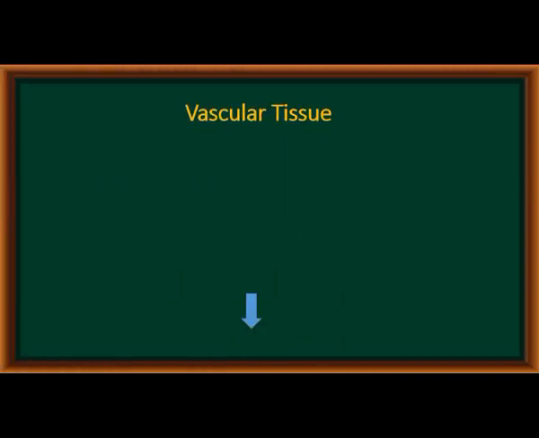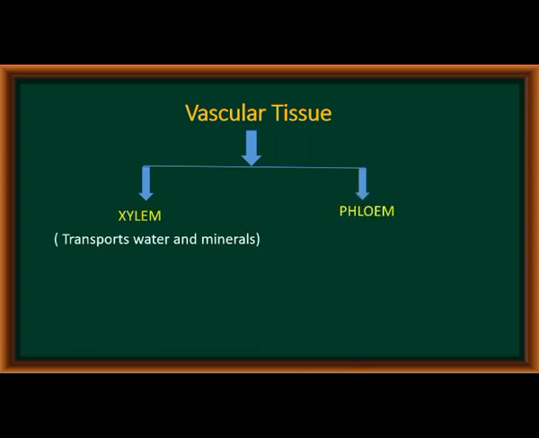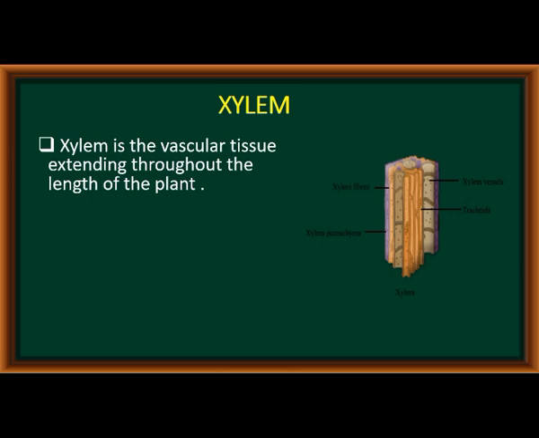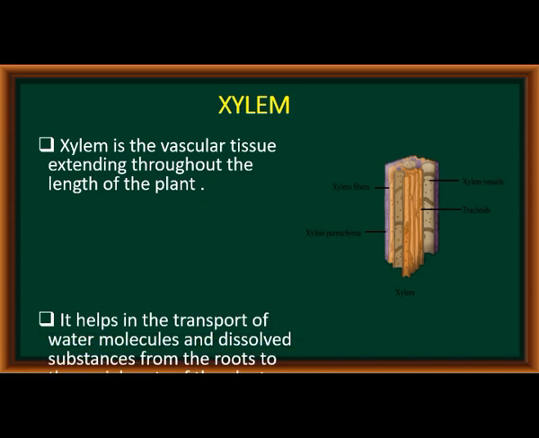Now, vascular tissue is of two types, xylem and phloem. The xylem transports water and minerals in plants. The phloem transports food in plants. Xylem. Xylem is the vascular tissue extending throughout the length of the plant.